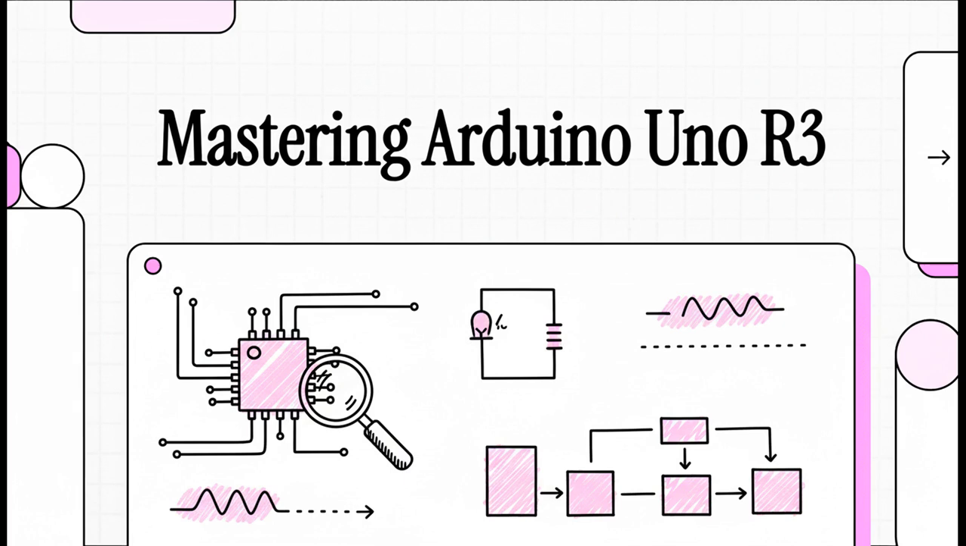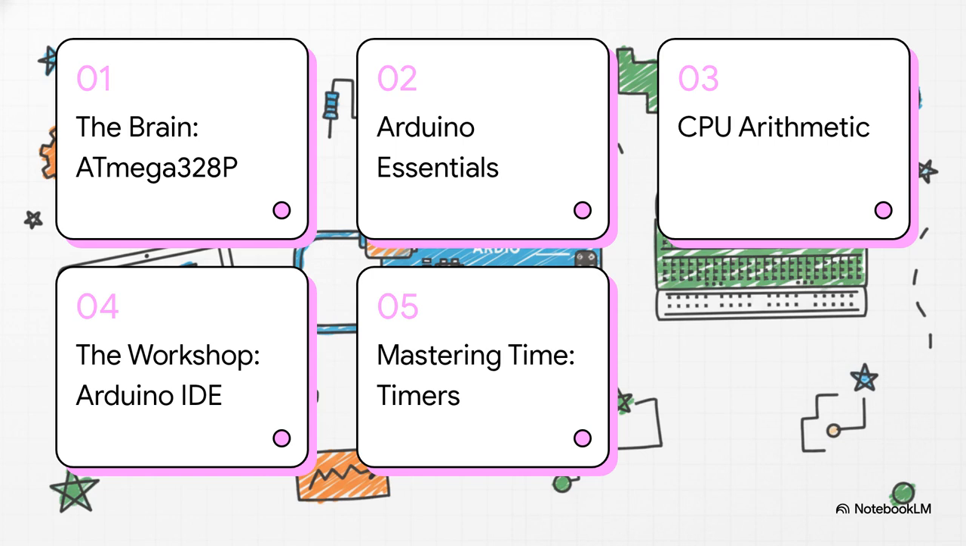We're going to peel back all the layers from the silicon brain of this thing, the ATmega328P, all the way up to the code that makes it tick. So here's the plan. First, we'll look at the brain of the operation, the ATmega328P chip. Then, we'll get into the language, the essential commands you need to know. We'll even peek under the hood at how the CPU does math. After that, a quick look at the Arduino IDE, which is where you'll be working. And we'll wrap up with some really cool stuff, timers and PWM, which is how you get super precise control.